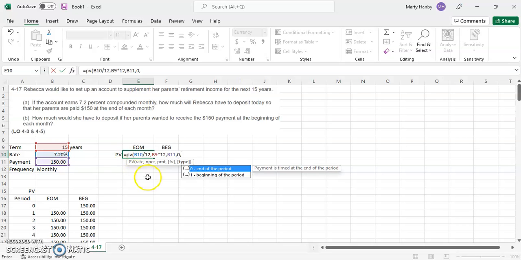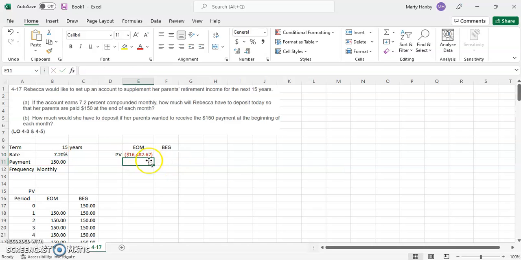And then the type, the default is end of the period, or 1 for beginning. So here we can enter a 0. We don't have to, but anyway, $16,482 would be the cost if the payments are made at the end of the month.